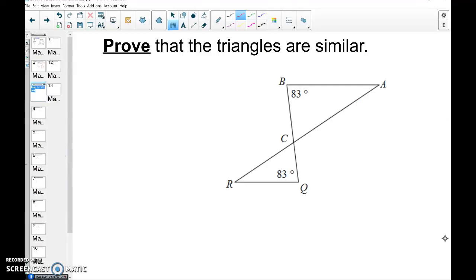Okay, so on this one, we're trying to prove that triangle BAC is similar to triangle QRC. That's our goal. Now think of like in English class when you write a persuasive essay, you don't just write your opinion for 5 paragraphs. You give some supporting evidence, you give reasons, you give facts and data, and then you conclude it at the end with your final thought. It's kind of the same thing here with proofs.